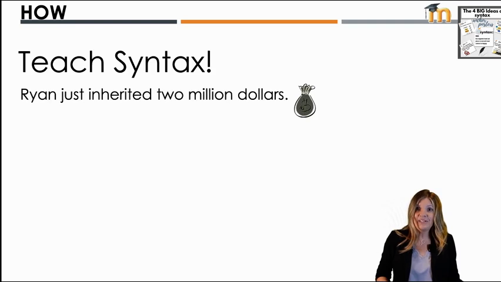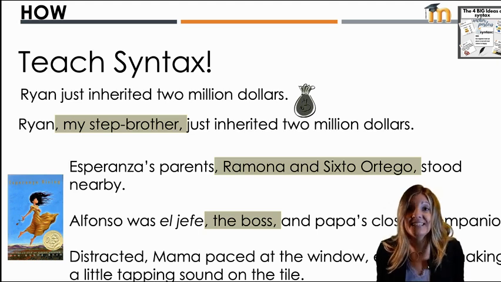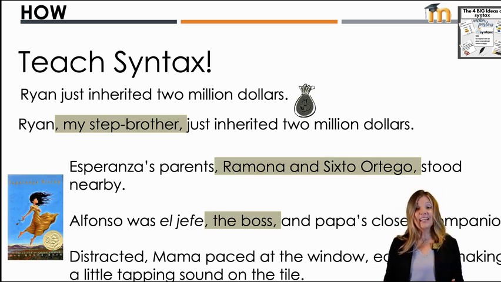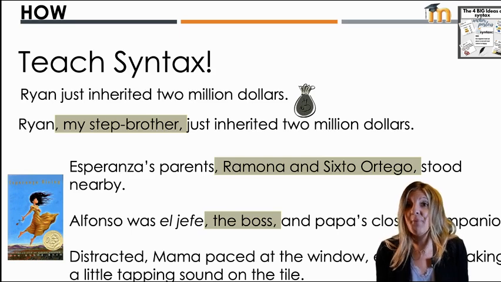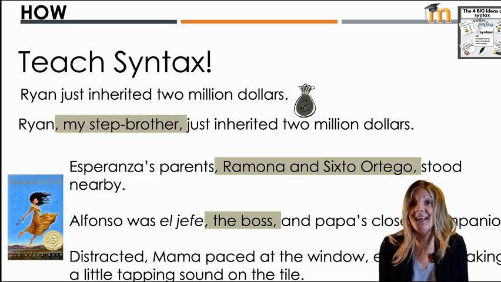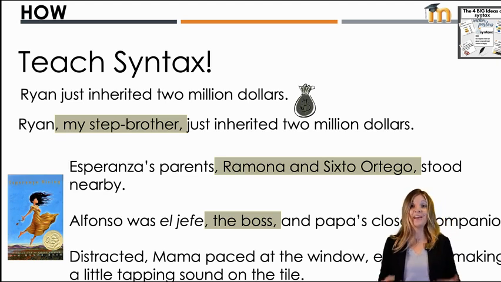How did he inherit the $2 million, right? What if I said to you, "Ryan, my stepbrother, just inherited $2 million"? I've now given this sentence a positive phrase. I lean forward and I oppose that part of the sentence that is a natural definition. And now it's given you much more information and comprehension about this sentence.